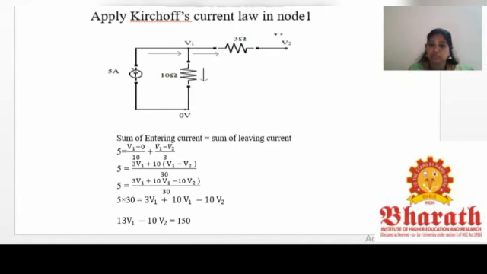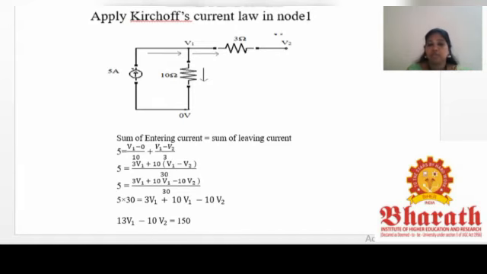Again I am going to take this 30, which is in the denominator, to the other side of my equation. So 5 into 30 is equal to 3V1 plus 10V1 minus 10V2. Now I am going to segregate all the constant values on one side and all the V1 and V2 values on the other side.